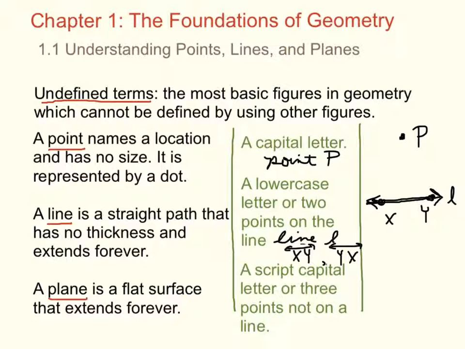And lastly, if you have a plane, so let's say we have a plane, and then we have a script R. Notice we have a script R, and we also have 3 points that do not make a line. So that's important to understand that we can name a plane by using any 3 points as long as they don't make a line. So we can call this plane R, or we could say plane ABC.